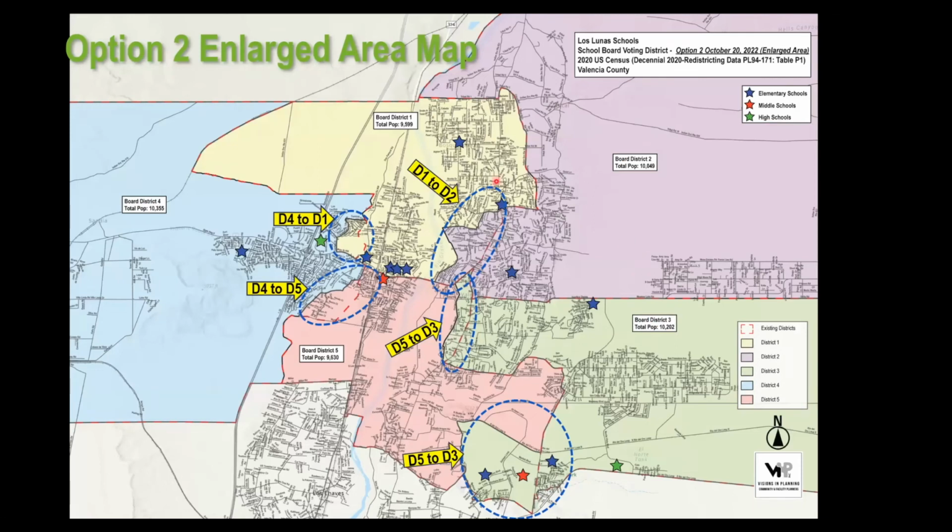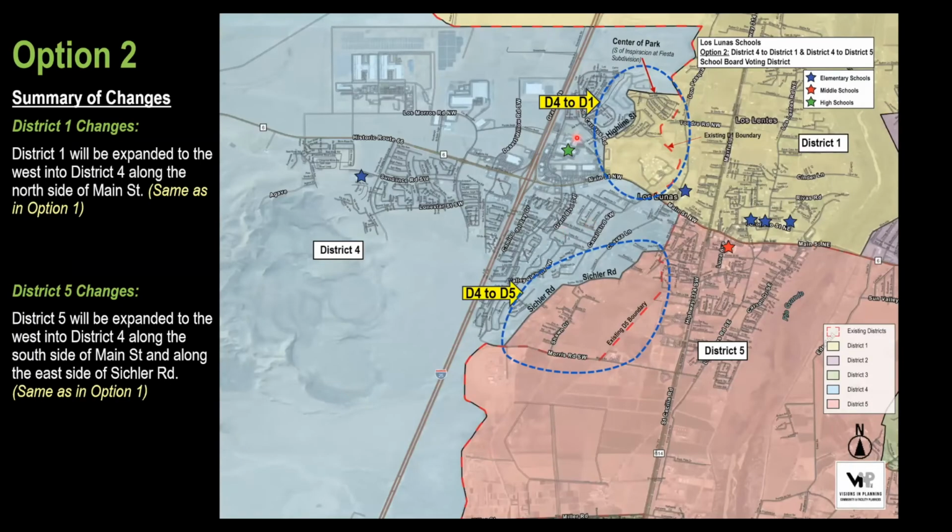So option 2, again, we're going to have this shift from west to east, and we'll have these areas from District 4 to 5. We've got areas from District 1 to 2, and then we have 2 areas from District 5 to District 3. So again, this area north of Main Street and east of Los Cerritos and Highline Street, this area is the exact same as in option 1, as is this area down here on south of Main Street. This area north of Morris and east of Sickler Road, this is also the same as in option 1.